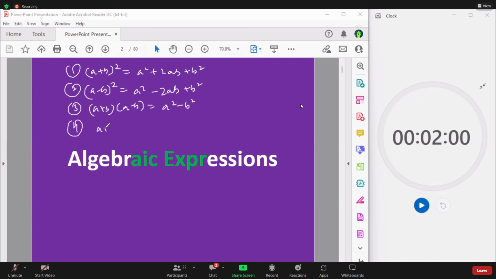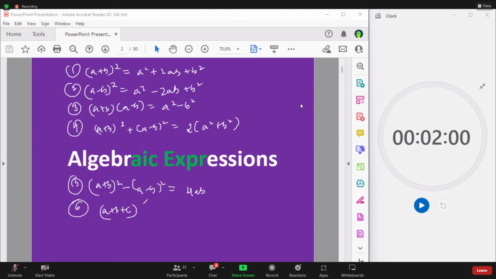Fourth one is (a + b) whole squared added to (a − b) whole squared, which becomes 2(a² + b²). Then (a + b) whole squared minus (a − b) whole squared gives us 4ab. What else? Right. So (a + b + c) whole squared becomes a² + b² + c² + 2(ab + bc + ca).